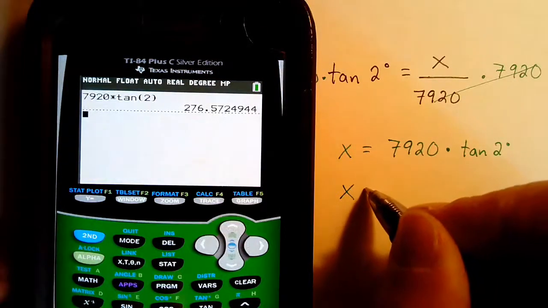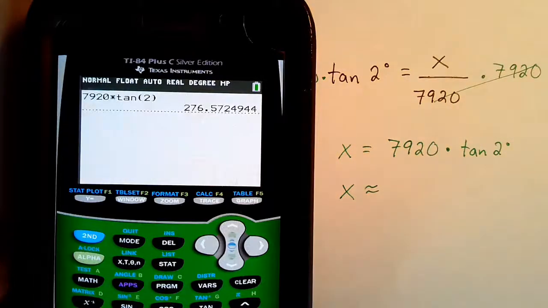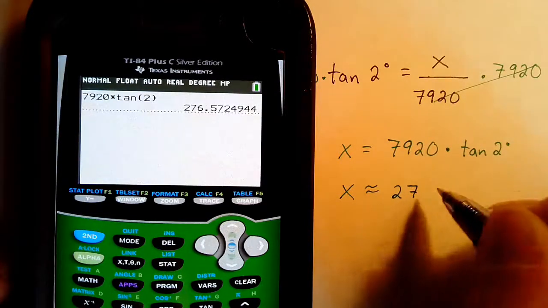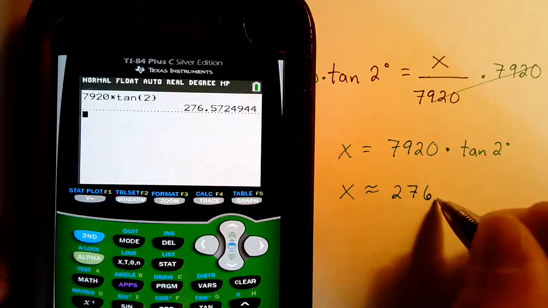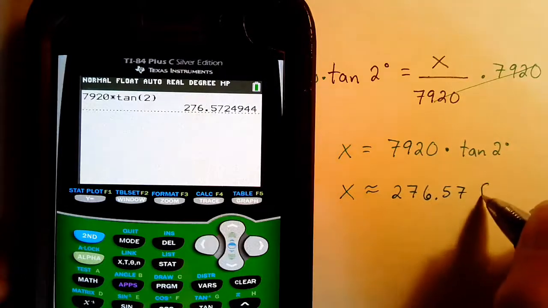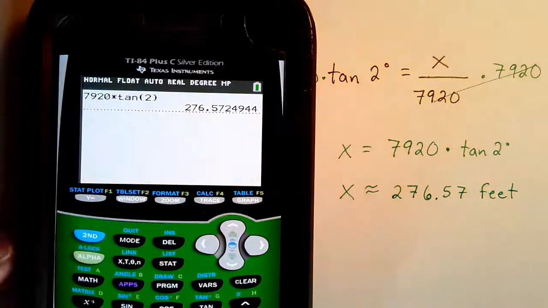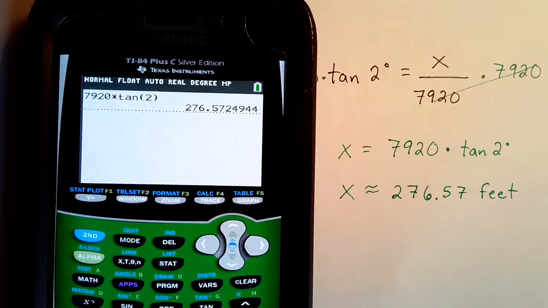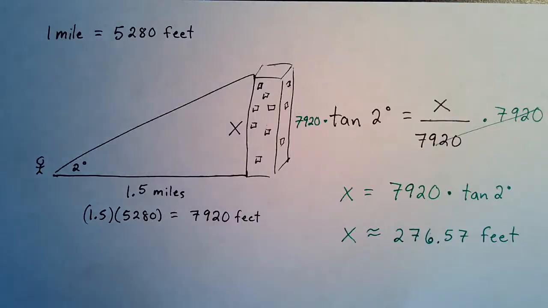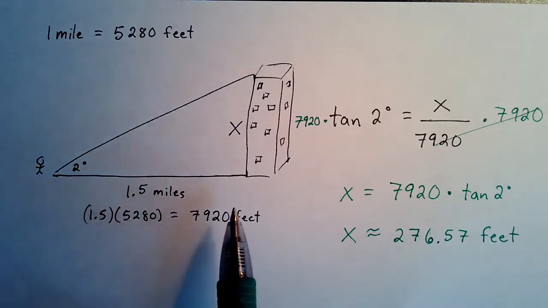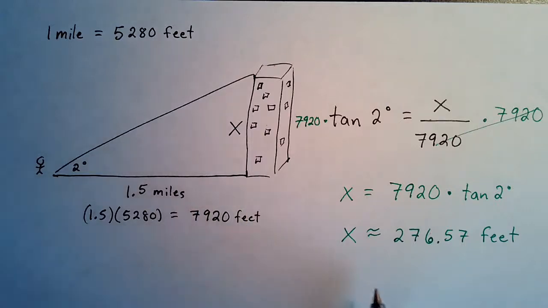So that tells me that the height of the building is approximately 276.57, and my units are in feet. And that's a tall building, but that's not astronomical. It kind of fits with the situation. So you want to take a look at your units and make sure that your answer makes sense. Okay, so if we look at this, if I'm standing 1.5 miles away, and I use the tangent, I figured out that that building is 276.57 feet tall.